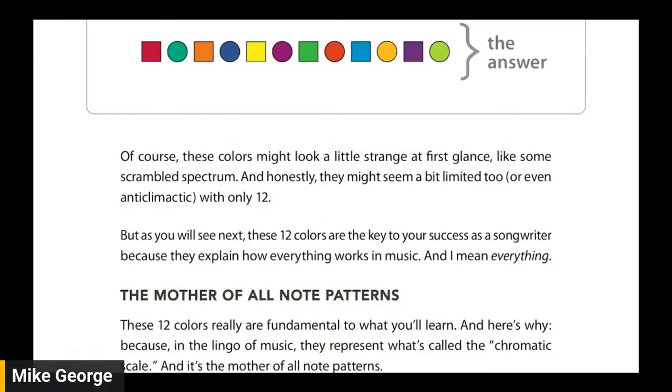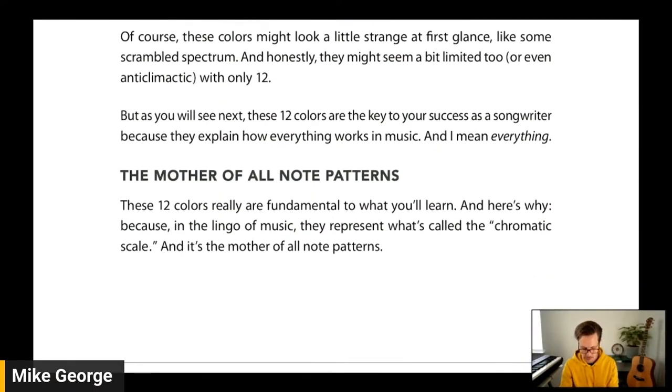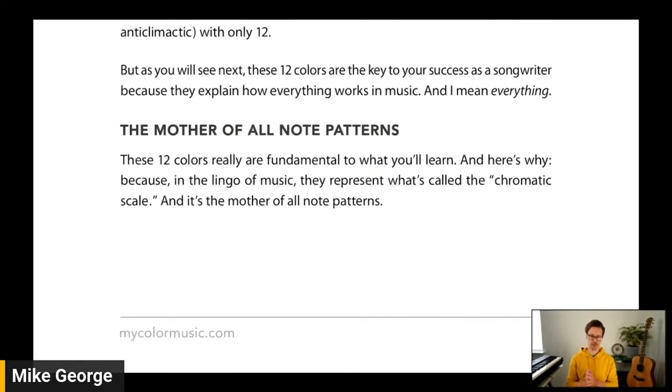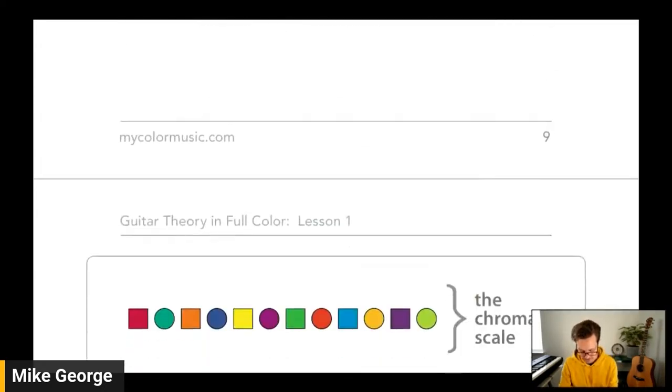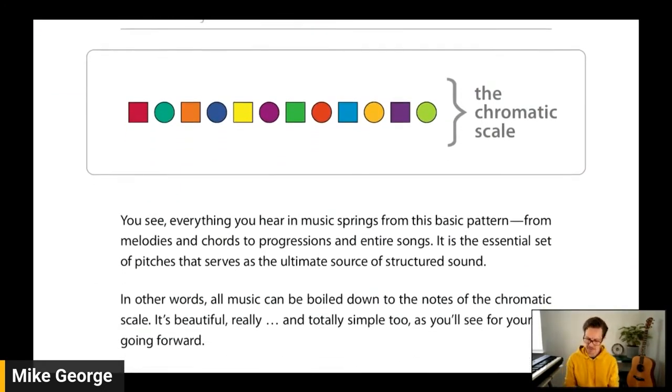All right, we're gonna keep rolling with the mother of all note patterns. So these 12 colors really are fundamental to what you'll learn, and here's why. Because in the lingo of music, they represent what's called the chromatic scale, and it's the mother of all note patterns. So these 12 notes are the chromatic scale. You see, everything you hear in music springs from this basic pattern, from melodies and chords to progressions and entire songs. It is the essential set of pitches that serves as the ultimate source of structured sound.